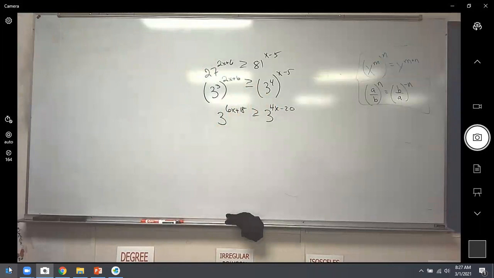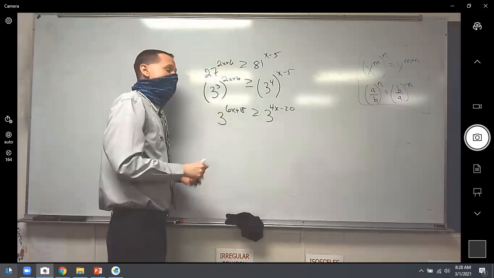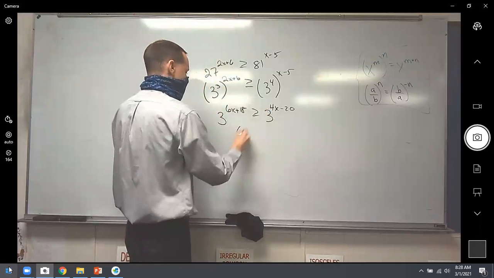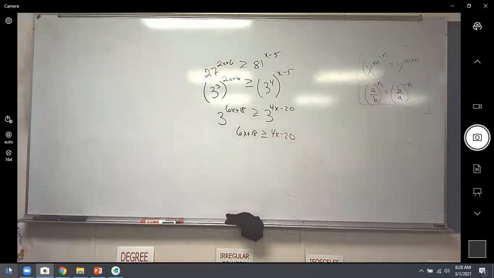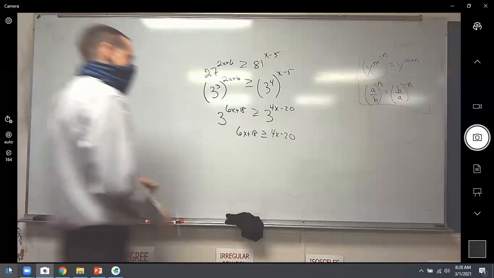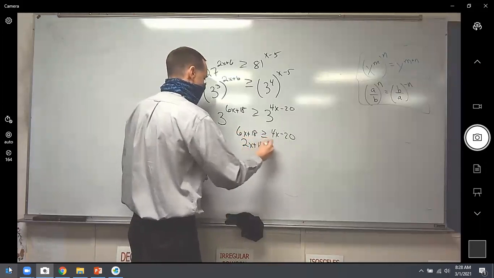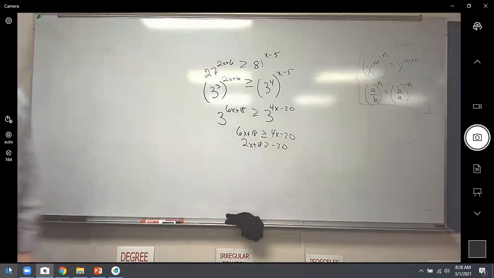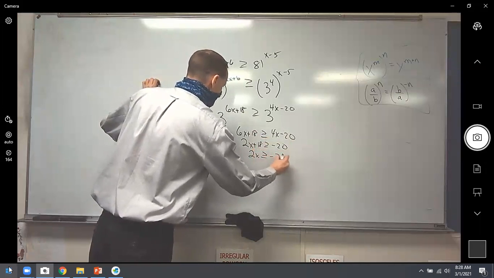And now that we've got the bases the same, we can basically ignore them. And the same logic works with the inequalities as it did with the equations. So just ignore the bases, and that means that 6x plus 18 has to be greater than or equal to 4x minus 20. And then like any other inequality, we're just going to move things around and solve. Same logic. Maybe I'll get the x's over here. If you subtract 4x, that would make this 2x. You're trying to get the x by itself, right? So I'll subtract 18. That means 2x greater than or equal to negative 38.